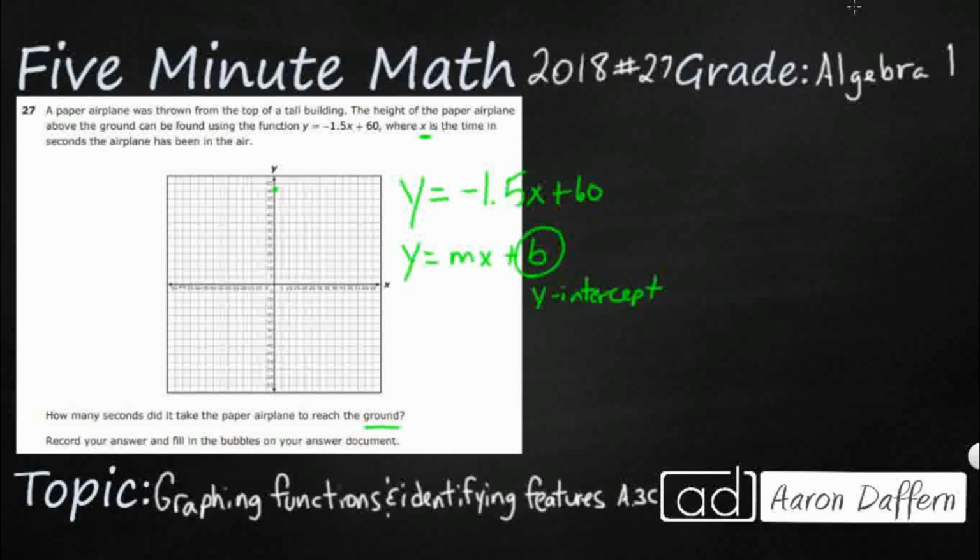So x is going to be my seconds. And then y, it says the height of the airplane above the ground can be found by using the function y equals. So all of this gets you y, and y goes back to the height. My y-axis is going to be my height. So that makes sense. It starts at 60. I guess we'll say 60 meters. 60 feet is not that tall of a building, so we can maybe say it doesn't matter, 60 something.